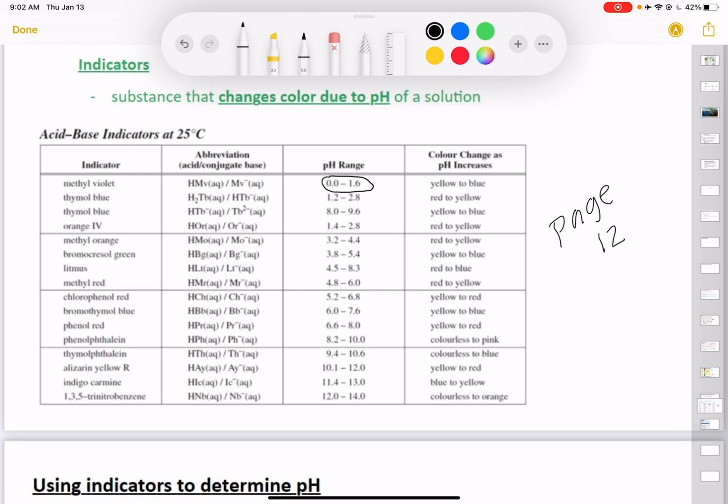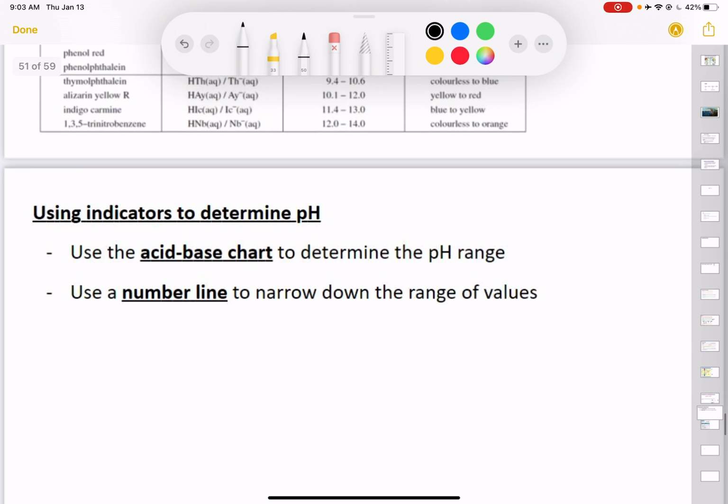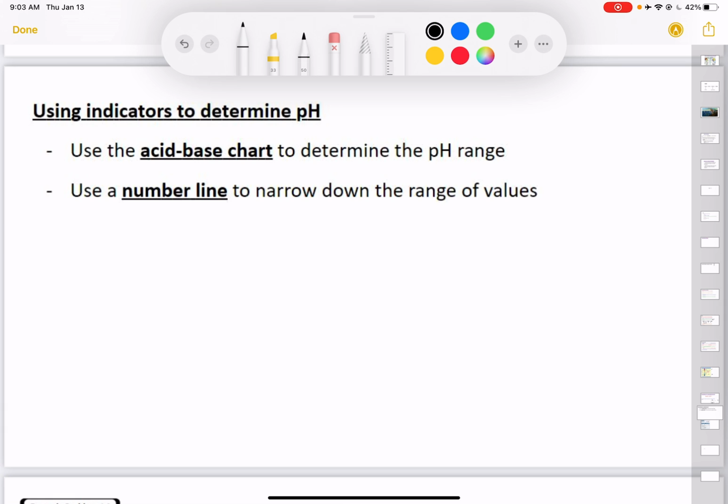If it's between 0 and 1.6, let's say it's like 0.4, it should be closer to yellow than blue. If you find something in the middle, it might be green, okay? Knowing that those won't give you an exact pH, but they give you a relative range, an area to zero in on. So using indicators to determine pH, it says use the acid-base chart to determine the pH range. Use a number line to narrow down the range of values.